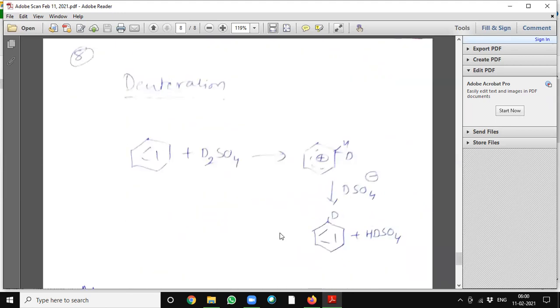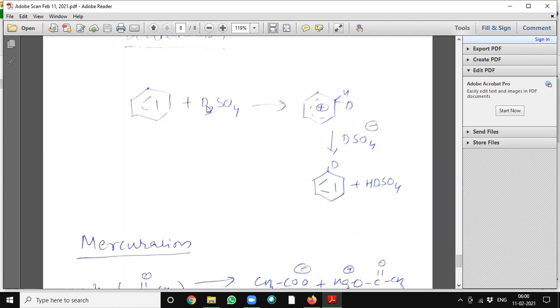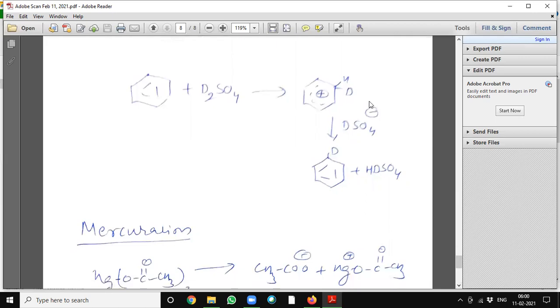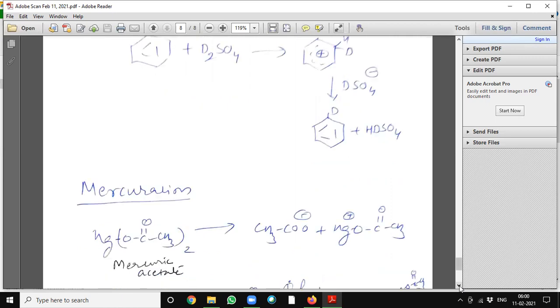Deuteration reaction. In deuteration, this D2SO4, dideuterated sulfate, has a similar structure to sulfuric acid, but here instead of proton it contains deuterium ion. So we can produce deuterobenzene also. It is an electrophilic substitution reaction.